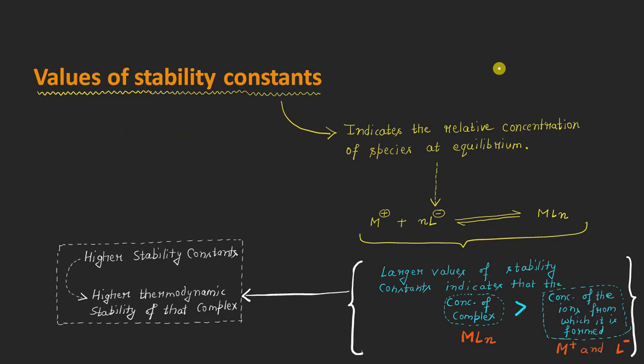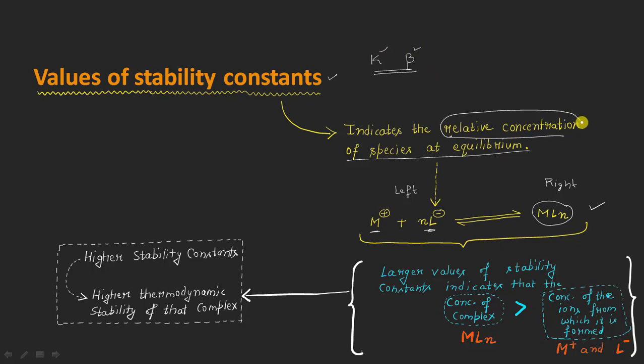So finally, we can say that the values of the stability constants, whether stepwise, overall or cumulative, indicate the relative concentrations of the species at equilibrium, right? You can see this equilibrium reaction. We have species on the left hand side as well as species on the right hand side, and this is our complex here, and these are the constituent ions from which our complex is being formed, right? So whatever values of K and beta there are, these actually represent the relative concentrations of these species at equilibrium.